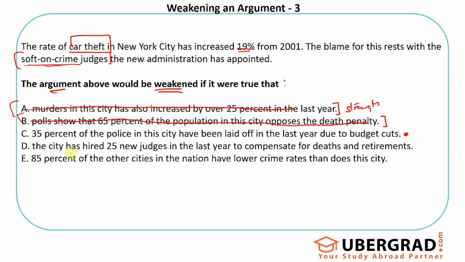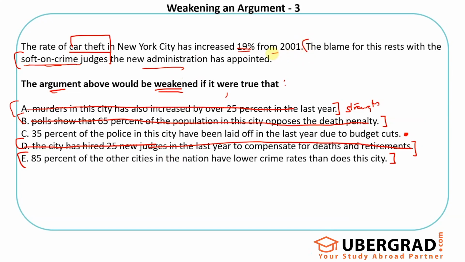Let's look at others. The city has hired 25 new judges in the last year to compensate for deaths and retirement. So they have hired new people. So what, the new judges coming doesn't mean it's going to weaken anything, right? They're already saying that some new judges are soft on crime. That's what the new administration has appointed, some judges. 85% of the other cities in the nation have lower crime rates than this city. So this is again comparing this city with other cities. So basically it says New York has a poor system because of which there's a higher criminal rate. So that is not weakening this argument.